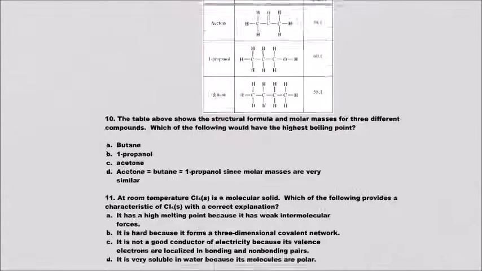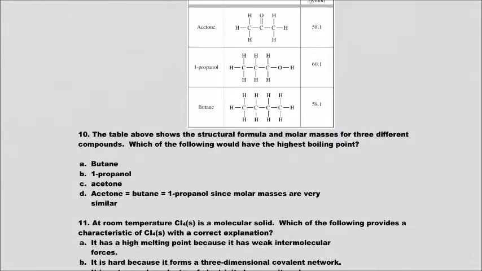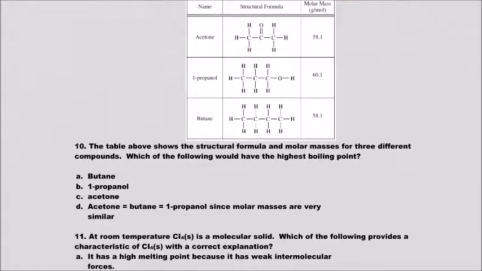Okay, look at number 10. The table shows formulas and molar masses for 3 different compounds. Which of the following would have the highest boiling point? We know the molar masses are all about the same, so that's not going to be a contributing factor. We really need to look at their structures.